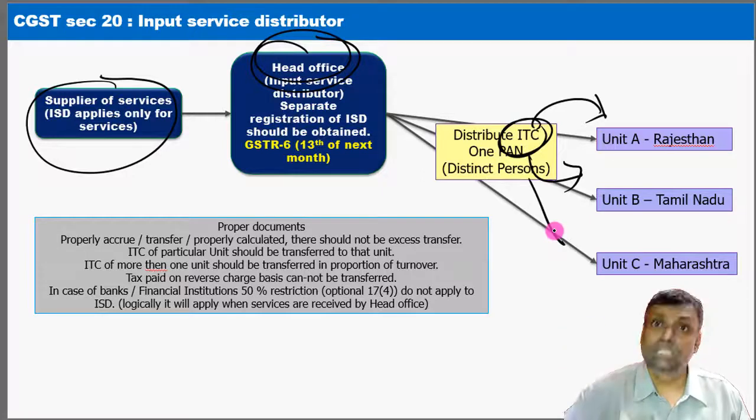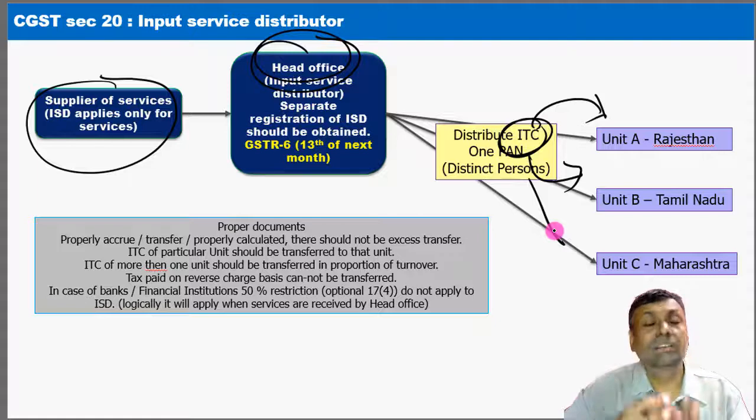And if it is ineligible credit, that also has to be transferred. That means the ineligible amount, basically you have to tally the account, the proper tallying of accounts you have to do. So if it is not eligible, then the unit also will not get that particular credit.